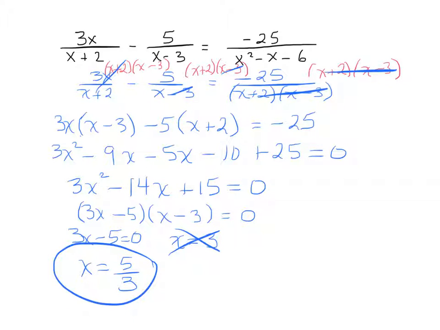Wait, why do you get rid of the x minus 3? I got rid of the x minus 3 because if you look at the non-permissible values, x cannot equal negative 2 and x cannot equal 3. But how does that get rid of the... Because it said x equals 3 and I said x cannot equal 3.